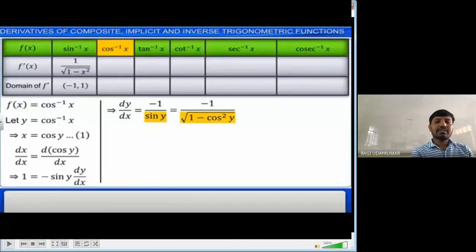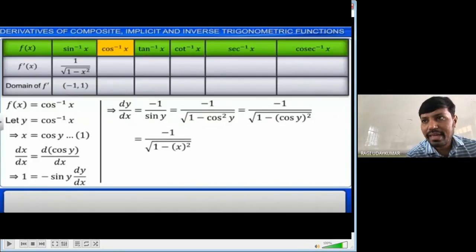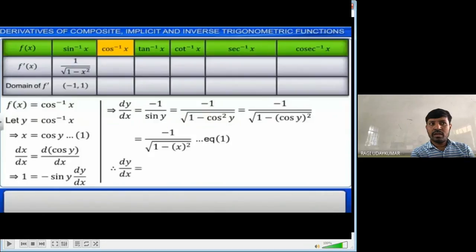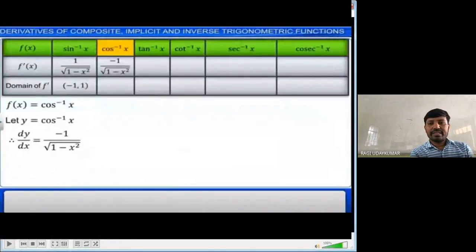The derivative of cos inverse x is minus 1 by under root of 1 minus x square. Okay. Next, tan inverse x.